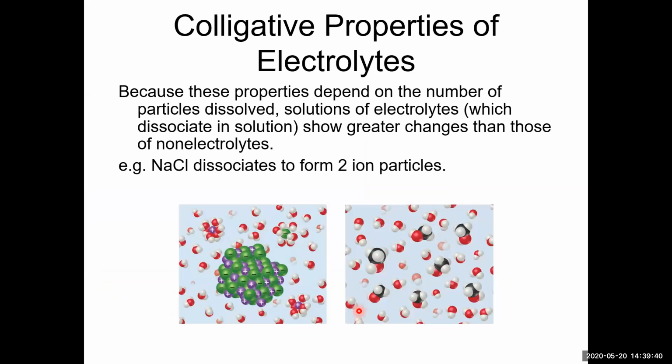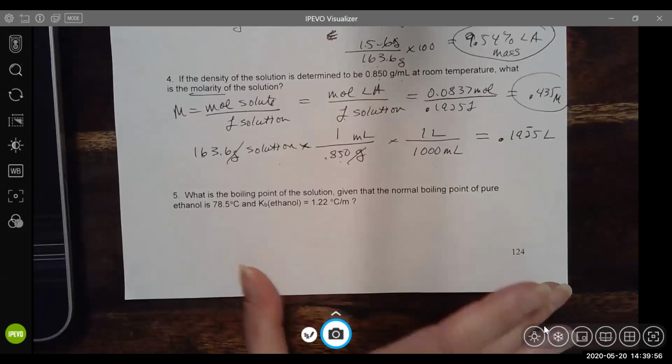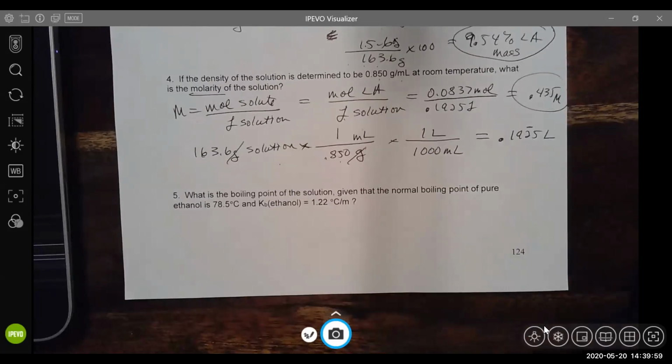Okay. I think I'm going to pause now and we're going to actually do that example before we go on. So let me switch over here to a different screen. Okay, so you should see now page 124 of the packet in front of you.